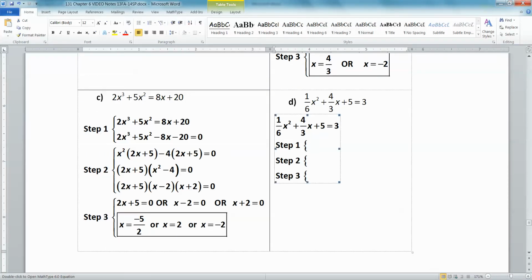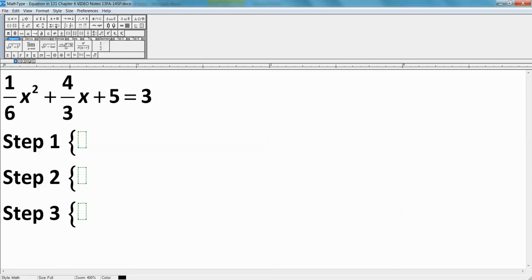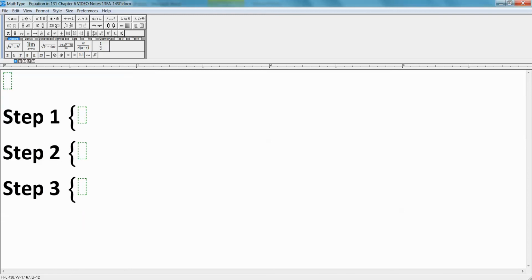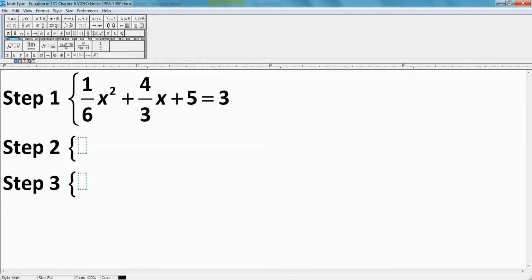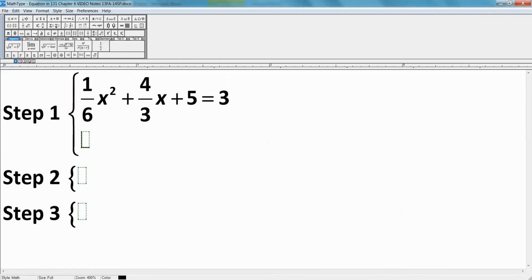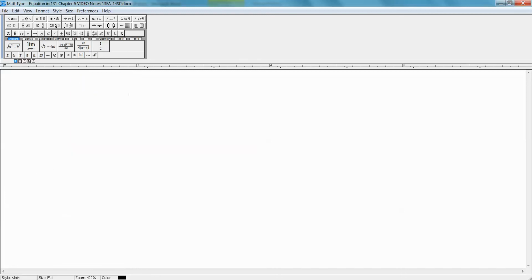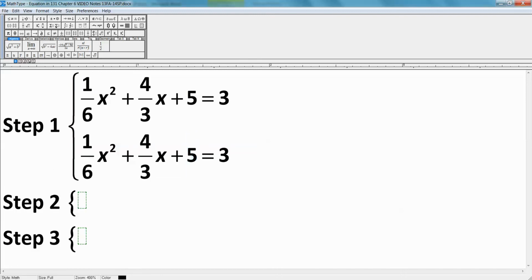All right, time for the last one, and it's a fraction one. We always love those. All right, so our first mission in life is going to be to get rid of, well, we can bring the three over. I mean, we might as well do that now. So that'd be the same thing, but with two on that side, right? So it'll be plus two, because if you subtract three from both sides, zero.